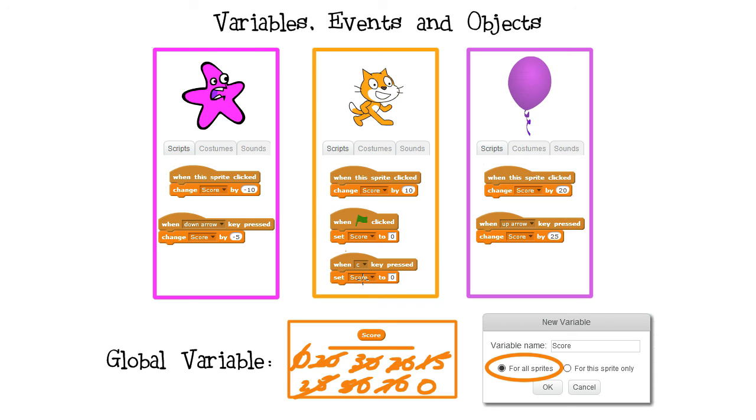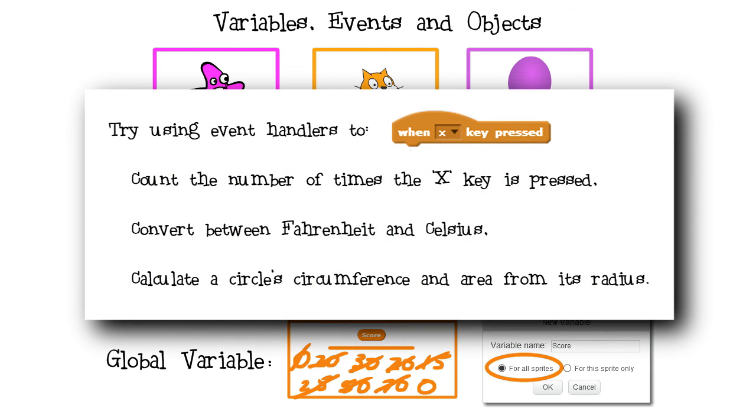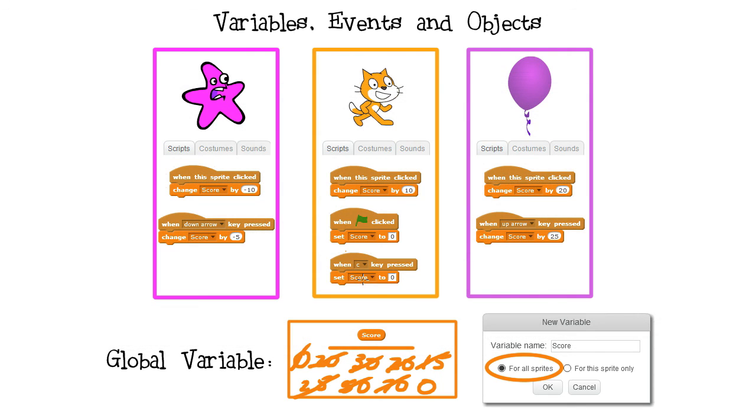I really encourage you to work with the examples and get experience creating variables and using different event handlers. Try creating some variables and using event handlers to change their values, like counting how many times the X key is pressed. Try creating some other formulas like converting Fahrenheit to Celsius, or use a circle's radius to calculate its circumference and area. This challenge focused on events too.